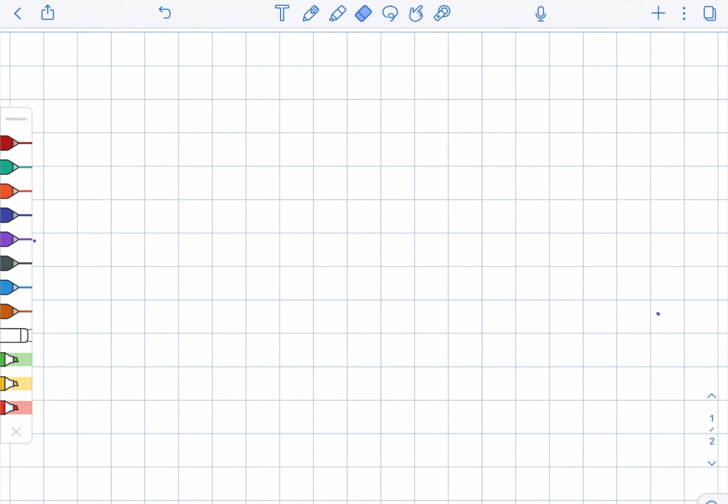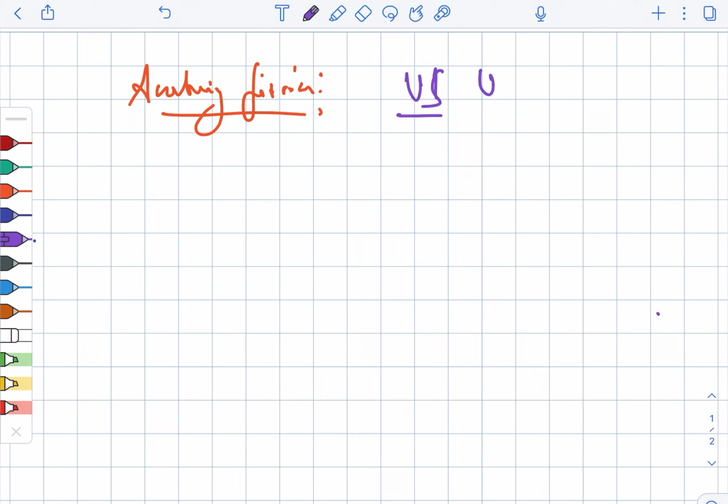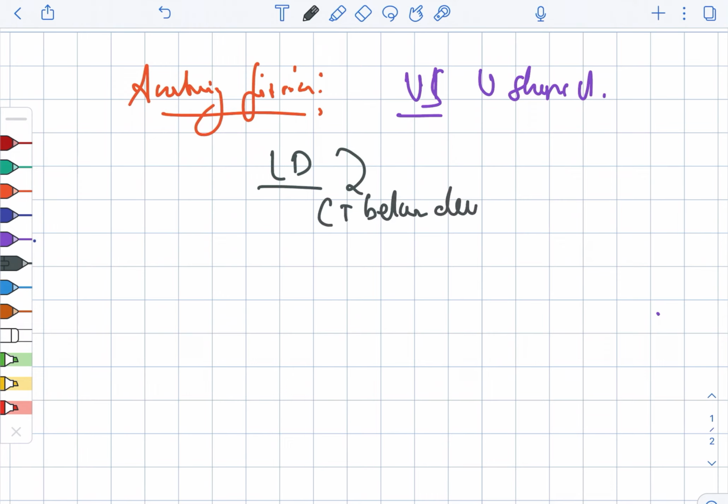Next, we are looking at the anchoring fibrils. Anchoring fibrils are ultrastructurally U-shaped structures. They attach the lamina densa above to the underlying connective tissue below, the dermis. Next, we have type 7 collagen. It is a major protein in the anchoring fibrils.